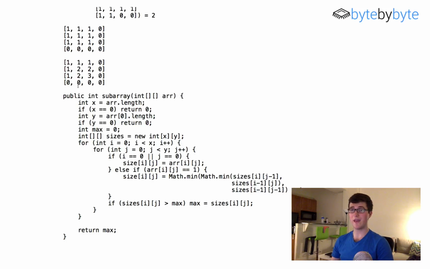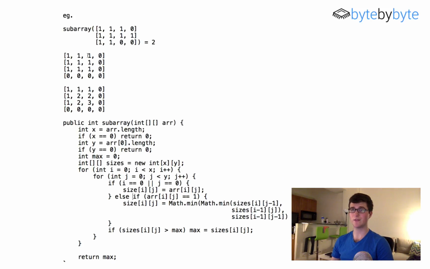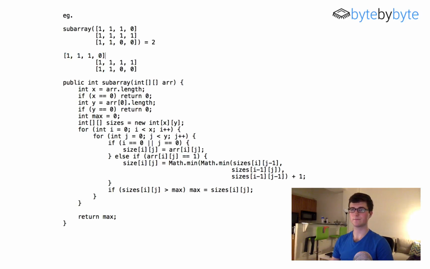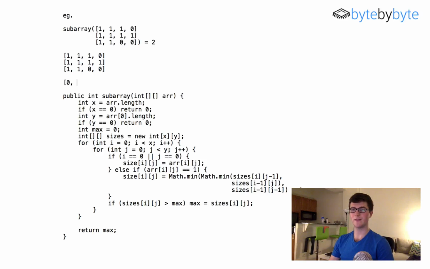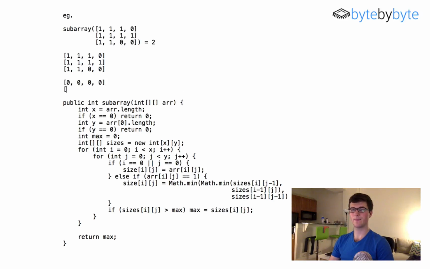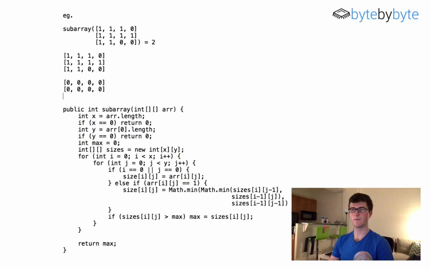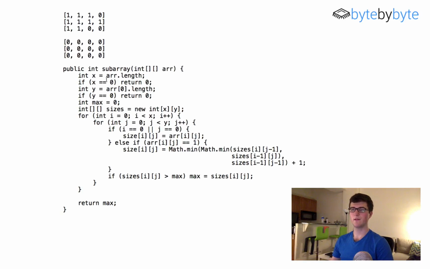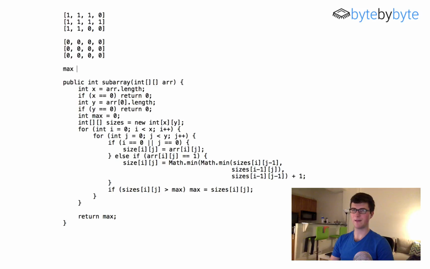And let's just go through a quick example. So we can actually just do this original example that we had here. So we're going to create this array, and then we're going to create an empty sizes array. And then let's go through this. So we're going to say that neither dimension is 0, and then max equals 0.